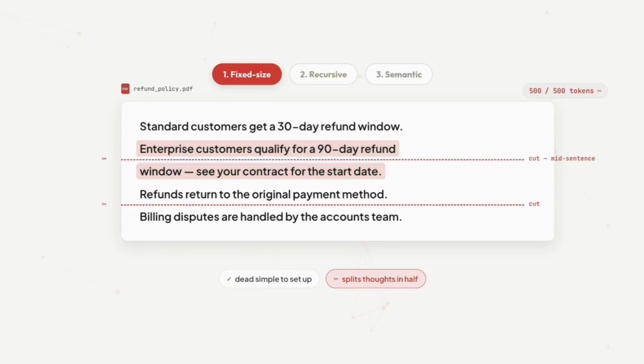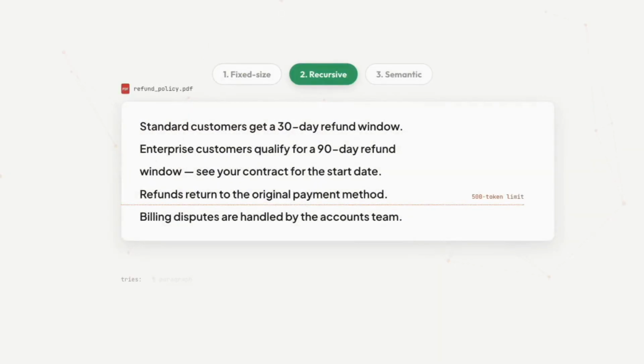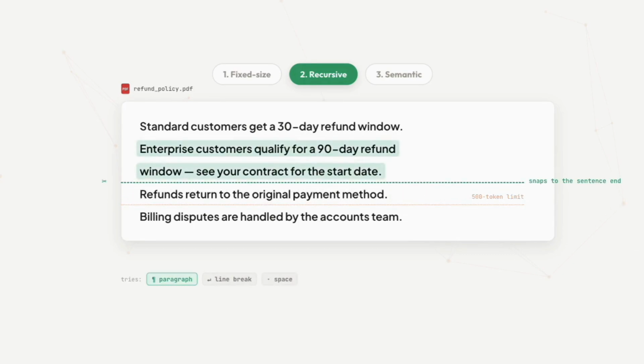Second one is recursive chunking. This one is smarter. Instead of just cutting at a fixed number, it looks for natural break points first. Paragraph breaks, line breaks, spaces. It's trying to find the cleanest place to cut that still keeps your chunks under the size limit. So instead of slicing mid-sentence, you are getting complete thoughts. This is the one most production systems should start with.